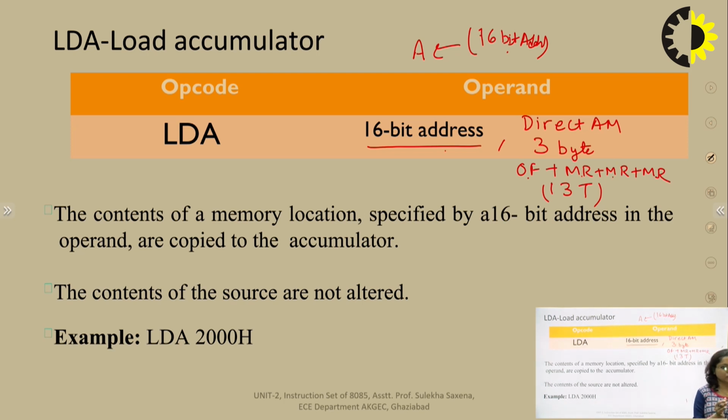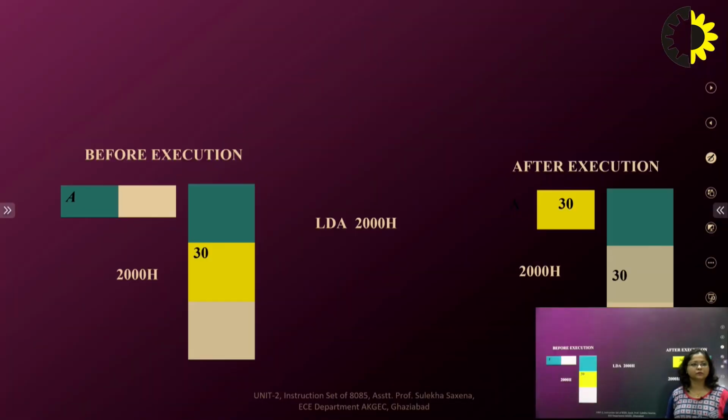So the content of the memory location with the specified address is copied to the accumulator. For example, if the instruction is LDA 2000, the content of memory address 2000 is copied to the accumulator. We will see the example. Let address 2000 hold the data 30. So after execution, this 30 is copied to the accumulator.